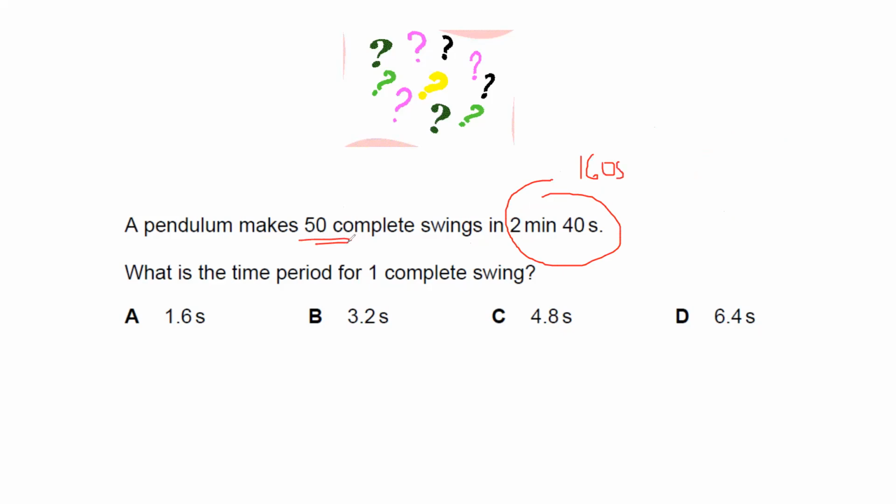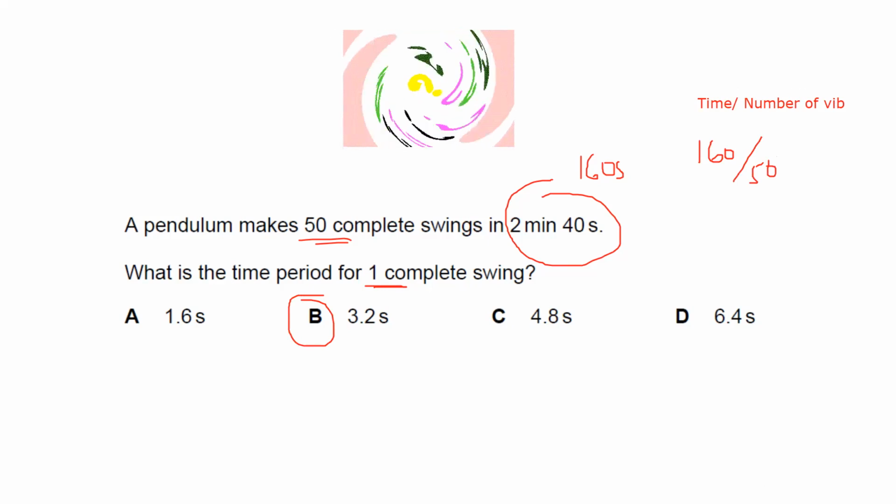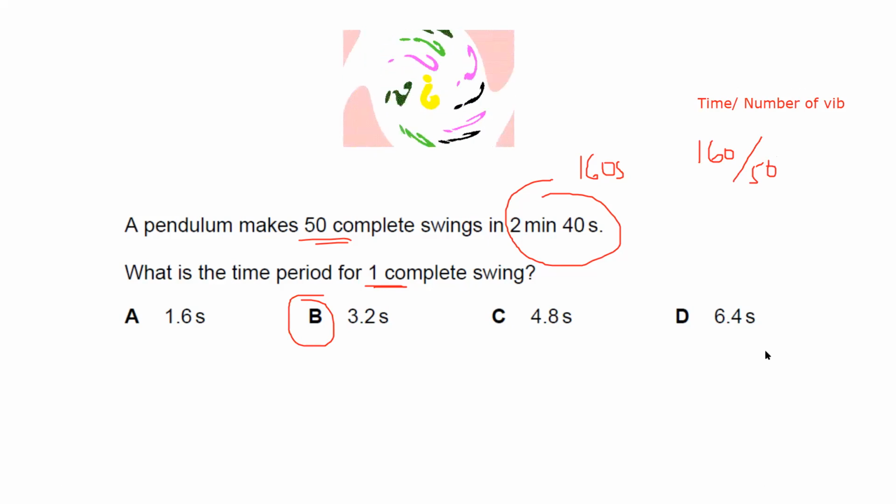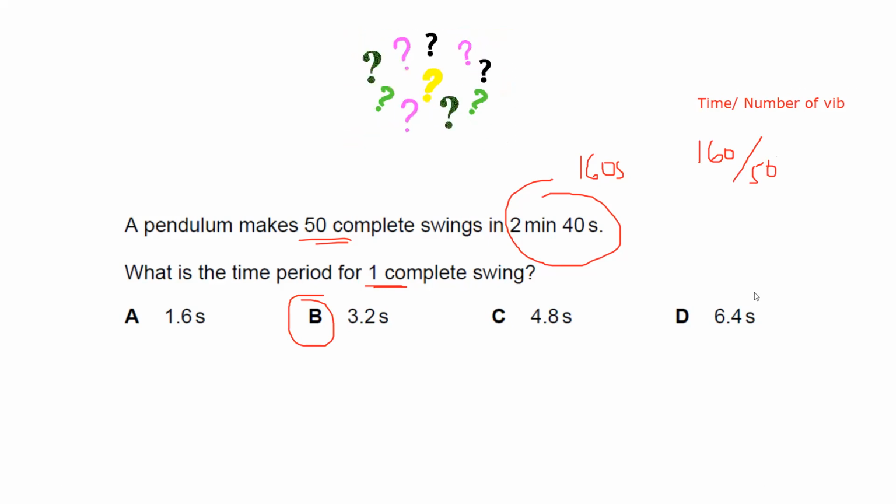And the vibrations are 50, but you're finding it for one. So the time interval divided by the number of vibrations. The time interval was 160 and the number of vibrations is 50. So 160 divided by 50, you will get 3.2. So B will be the right answer. Is it clear, this example, to everyone?